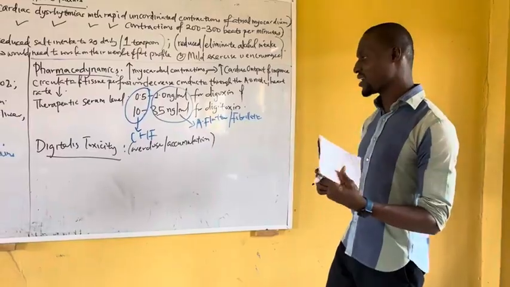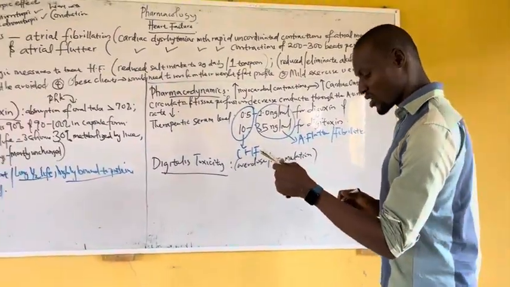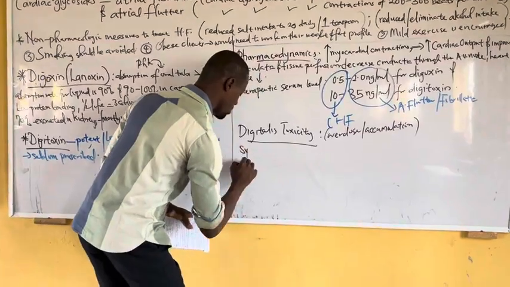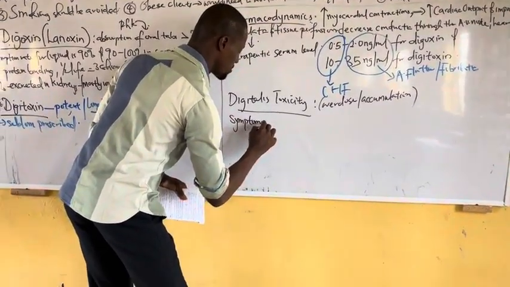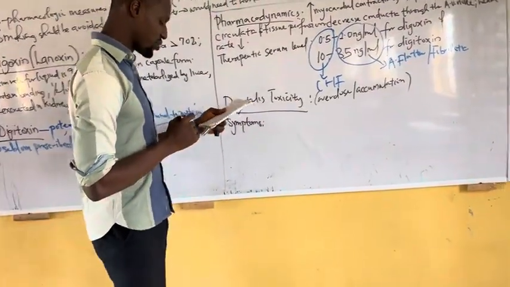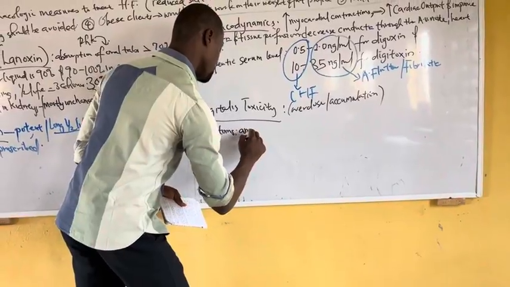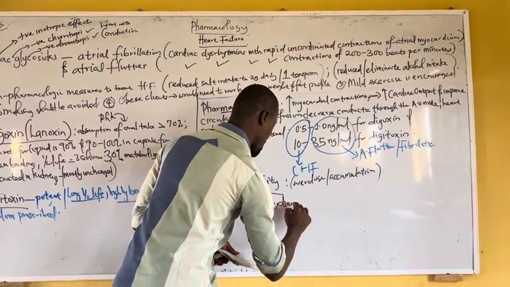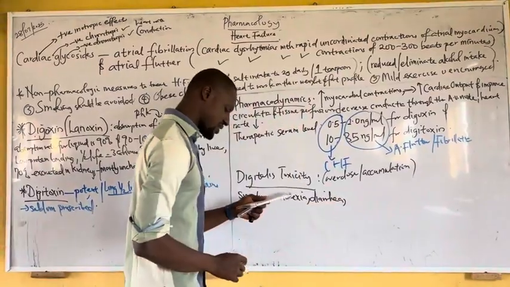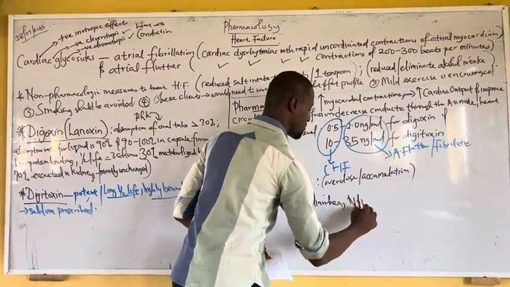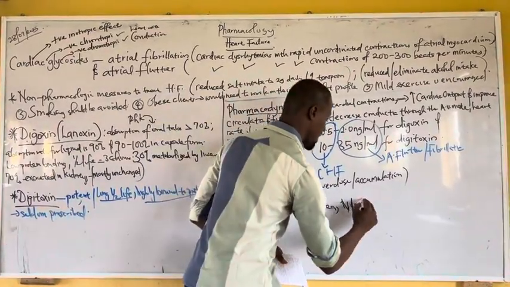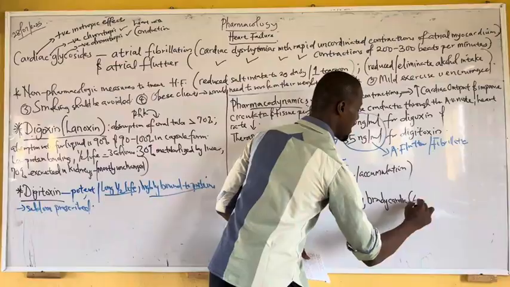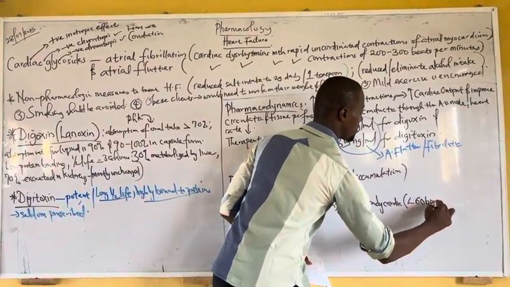I don't know if I can write all that here. I will probably write it on the board. But some of the symptoms of digitalis toxicity we find here: we have anorexia. What's anorexia? We have diarrhea, nausea and vomiting, and bradycardia. So this is less than 60 beats per minute.